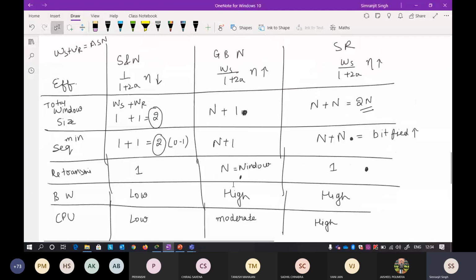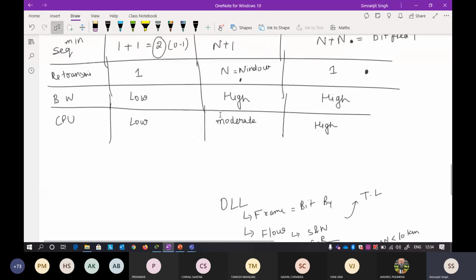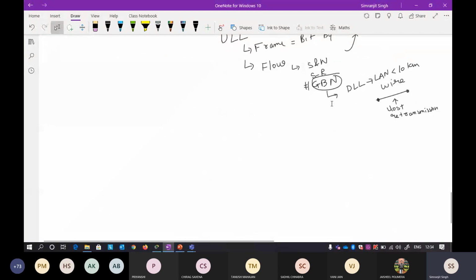The first one is that it does not require a high CPU, it has fewer sequence numbers, and it requires less processing time. So that is why most of the time in DLL we try to use GBN or stop and wait. You can use stop and wait as well, but most of the time we will always prefer GBN.